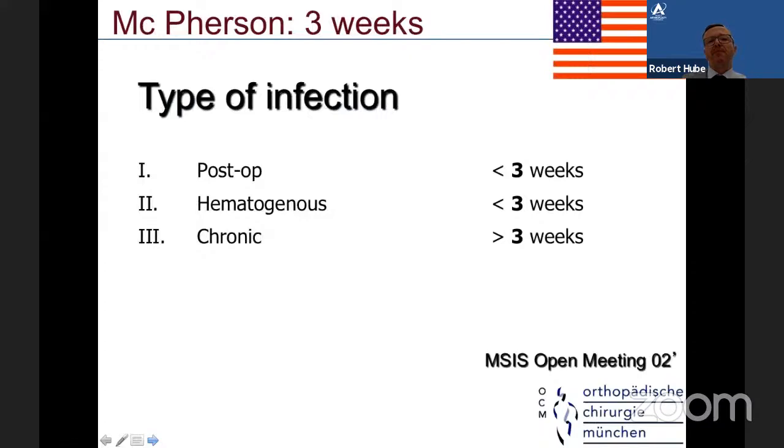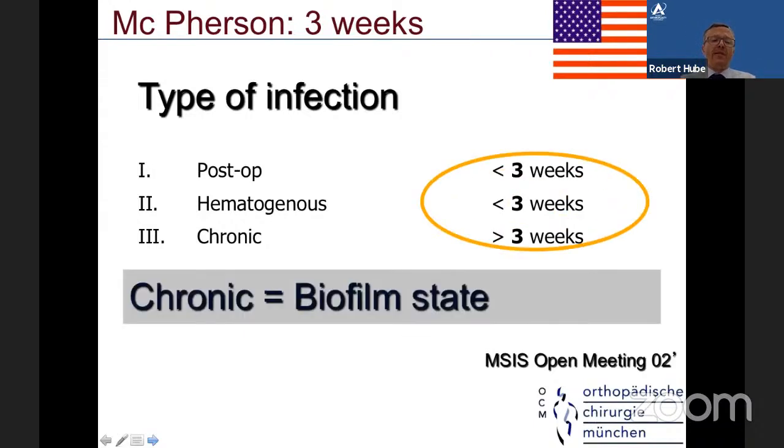Type of infection, person later on at the MSIS open meeting, 3 weeks. Why? Because of the biofilm. Numbers were worse after 3 weeks, and hematogenous, same thing, 3 weeks, and chronic, more than 3 weeks. And chronic means not retaining the implant. And that is what we still follow today. Why? Because chronic means a biofilm state that doesn't allow retaining of the implant.